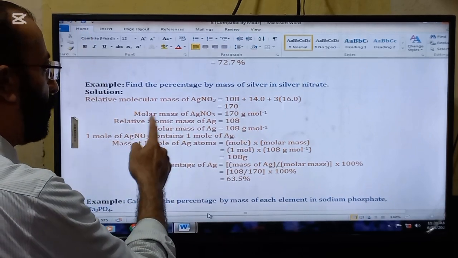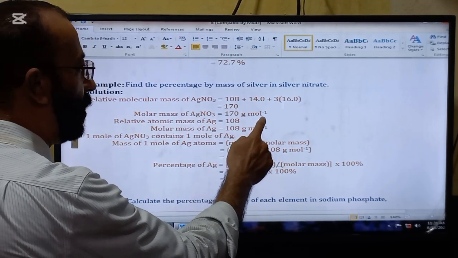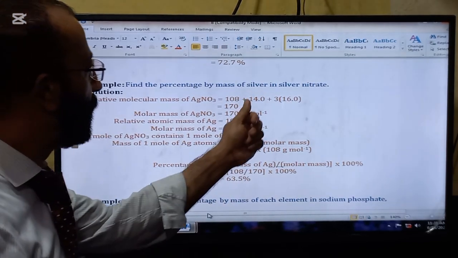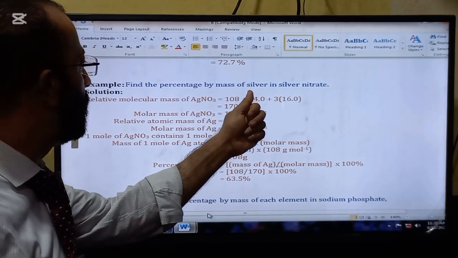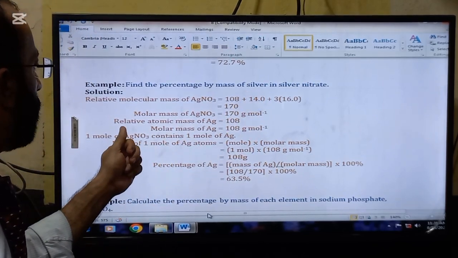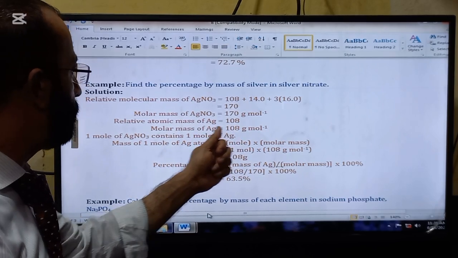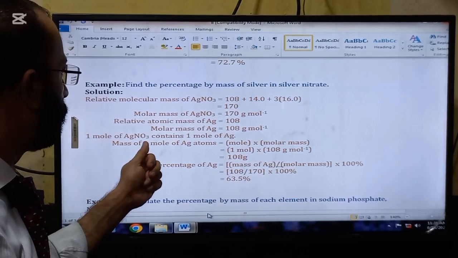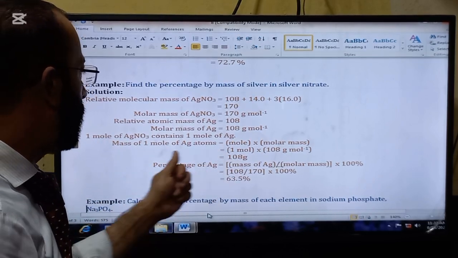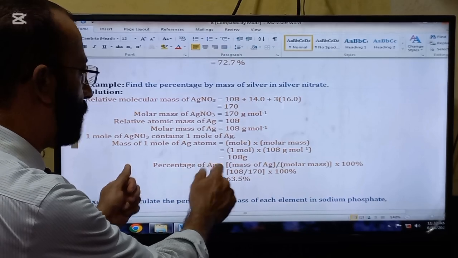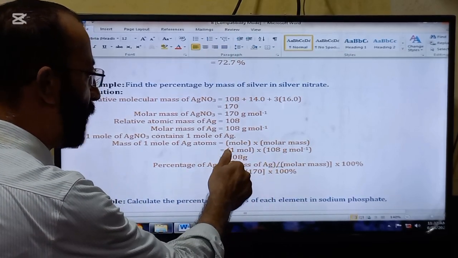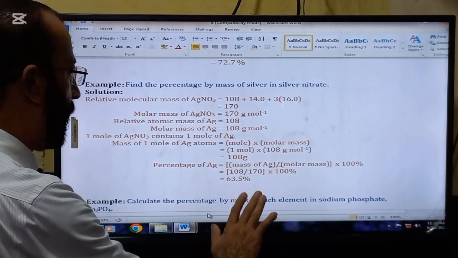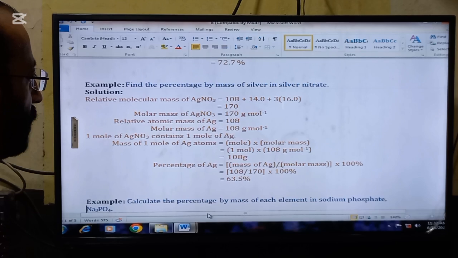Now change the line to molar mass of AgNO3, and gram per mole will be written with the previous number. The same steps will be followed with silver now, because silver's percentage by mass is required. The relative atomic mass of silver is 108. The next step is the molar mass of silver, that is 108. And 1 mole of AgNO3 contains 1 mole of Ag. That's why the mass of the moles of Ag atoms will be mole into molar mass: 1 mole into the molar mass of silver, 108. So 108 grams is the mass of 1 mole of silver atoms.